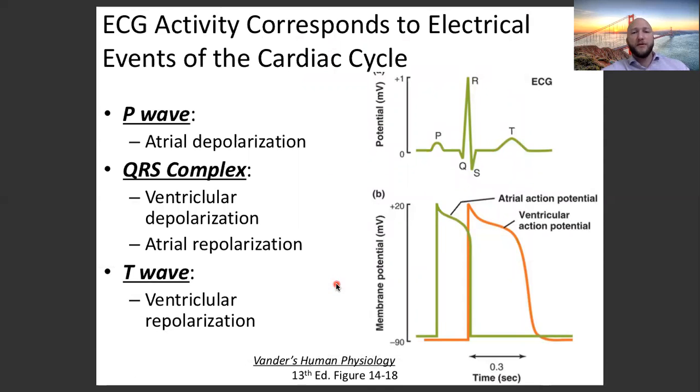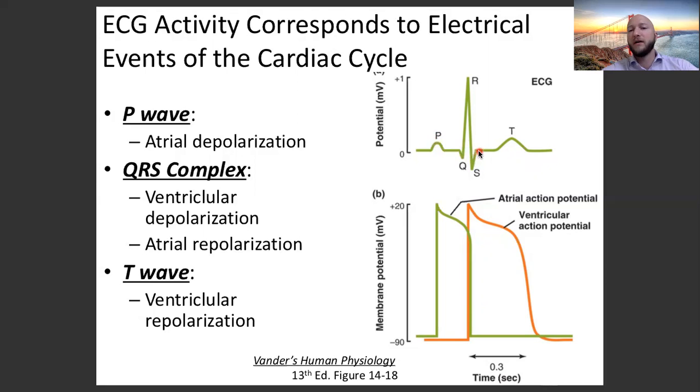The electrocardiogram activity corresponds to events in the cardiac cycle. The P wave is where we get atrial depolarization. That's where we get atrial contraction. That's where atrial systole starts, at the P wave.